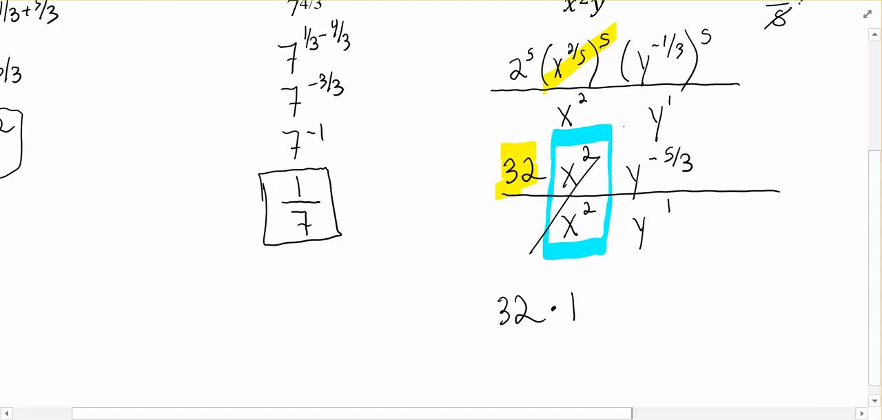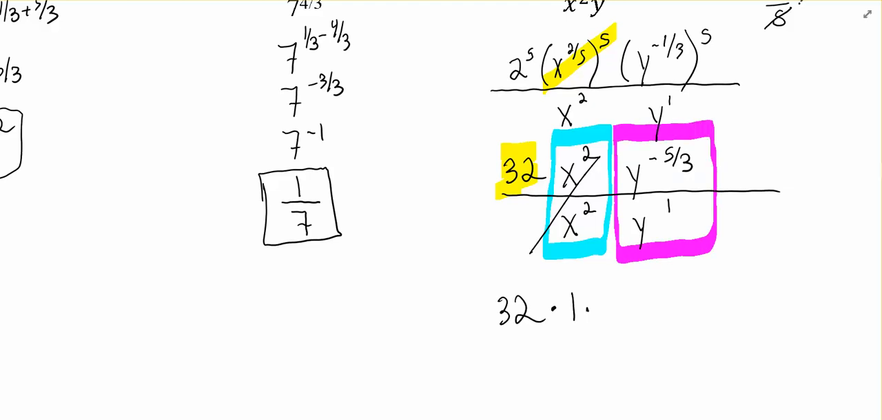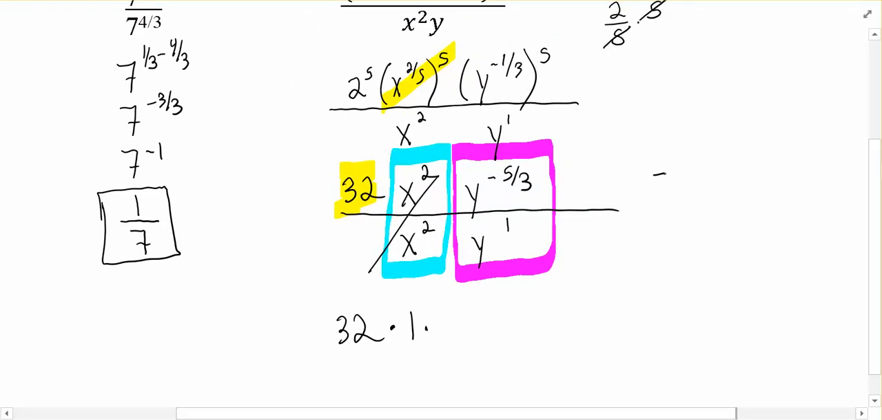Now let's look at the y's. I have y to a power divided by y to a power. So I know I'm supposed to subtract those powers. I'm supposed to subtract negative 5/3 minus 1. In order to do that subtraction, I would need a common denominator. So I'm going to rewrite 1 as 3/3. Now if I have negative 5 minus 3, that's negative 8/3. So that's what I'm getting for my y's is y to the negative 8/3.